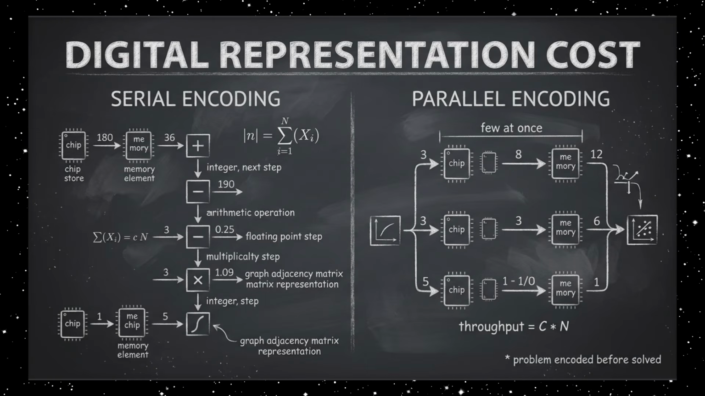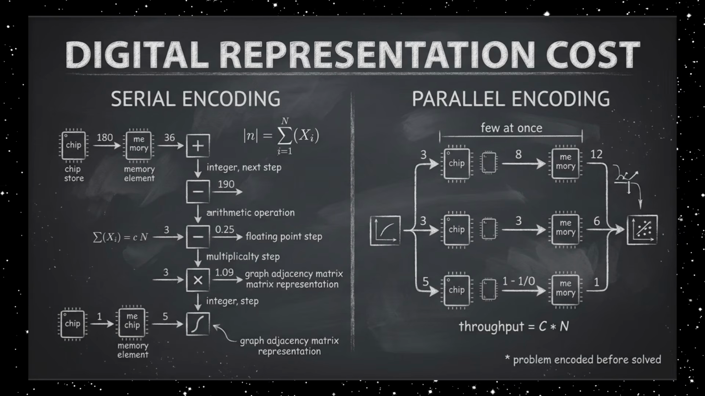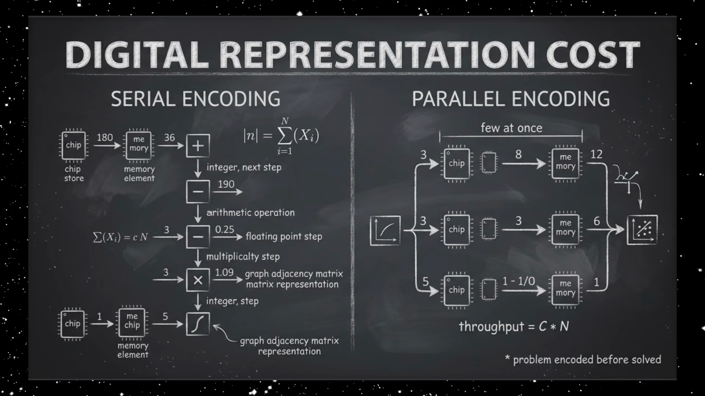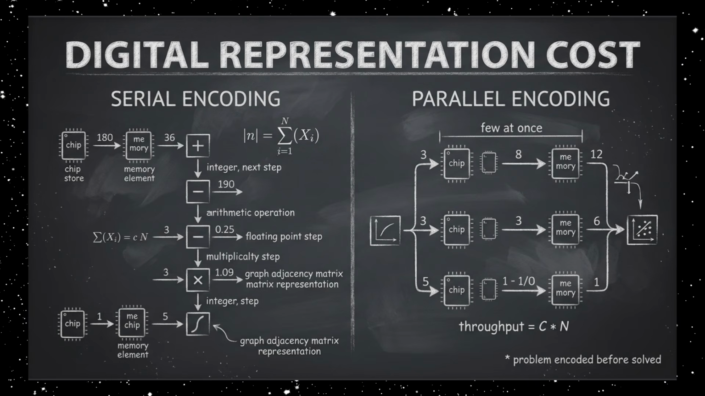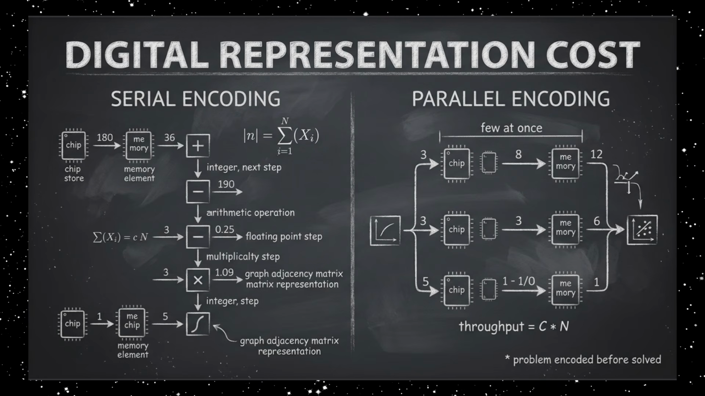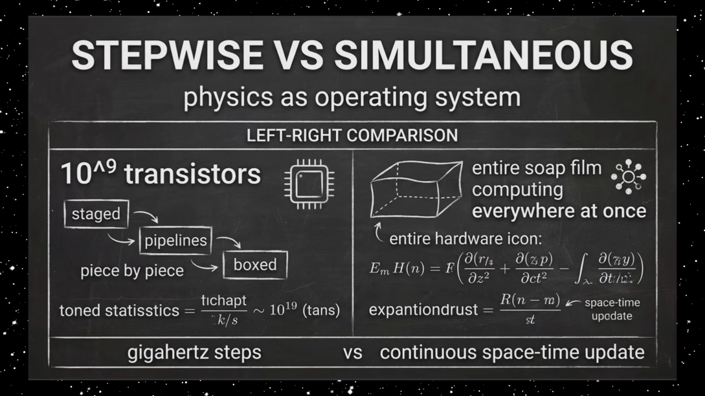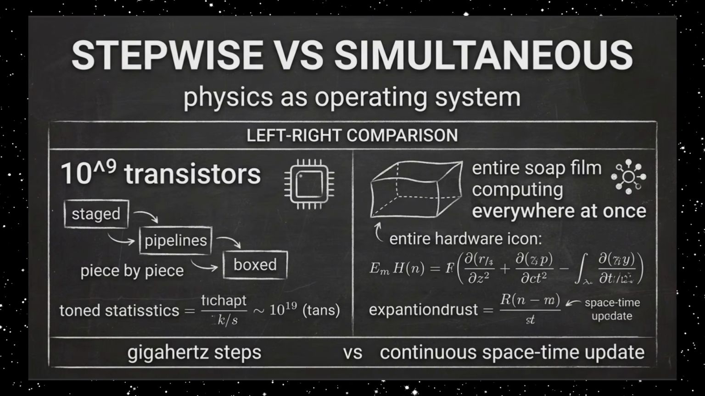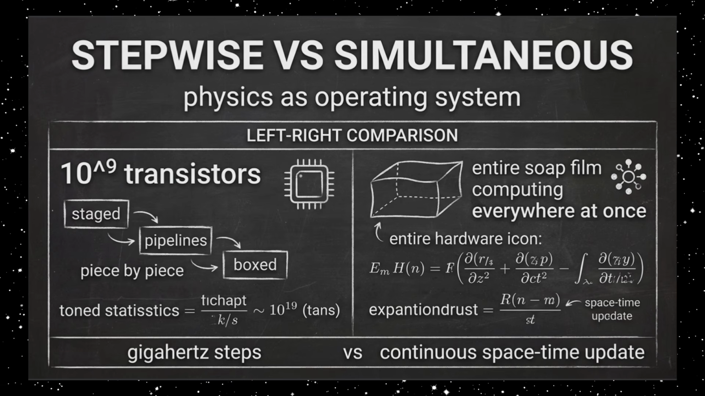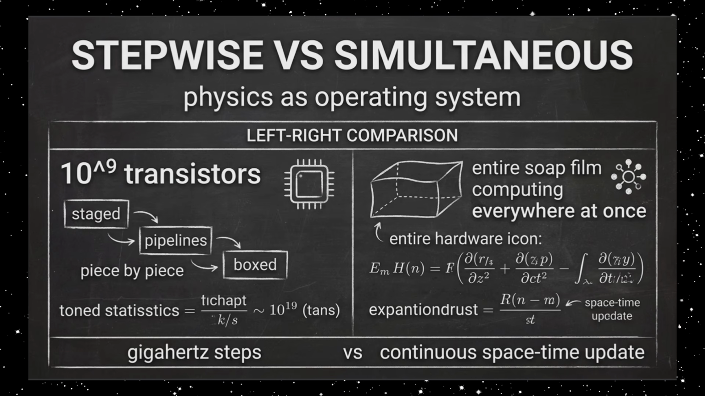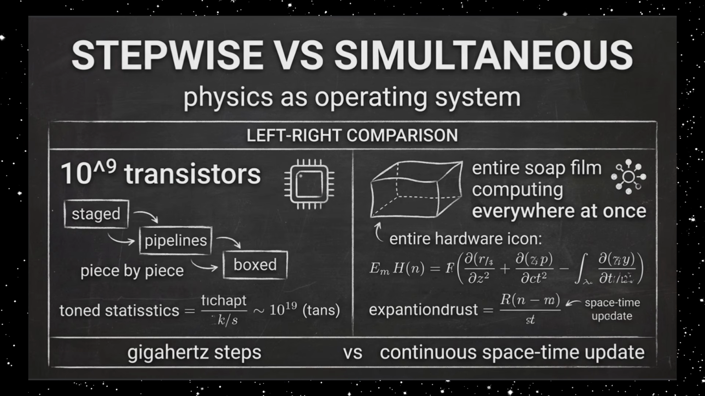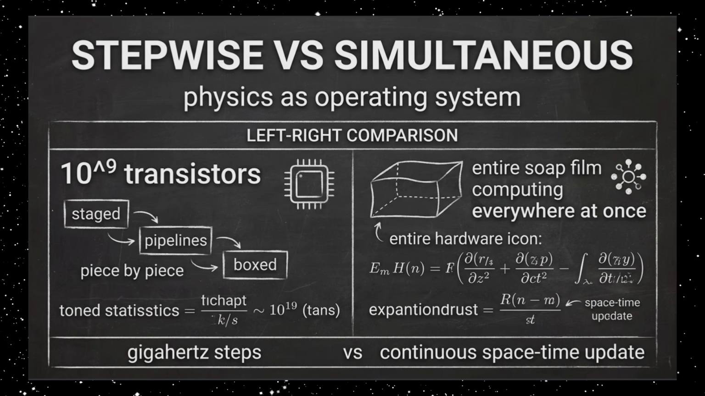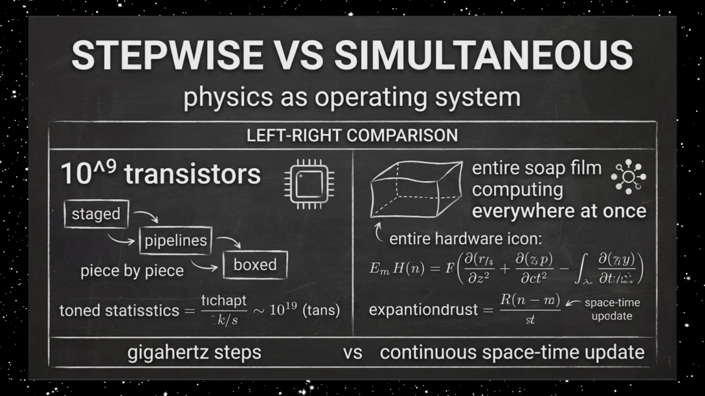The computer has to represent the problem abstractly, in numbers. It has to store those numbers in memory. It has to perform operations on them, one at a time, or at best a few at a time in parallel. Even with 1 billion transistors working at gigahertz speeds, it's processing the problem piece by piece, step by step. The soap film is processing the entire problem simultaneously at every point in space, using the laws of physics as its operating system and the molecules as its hardware.